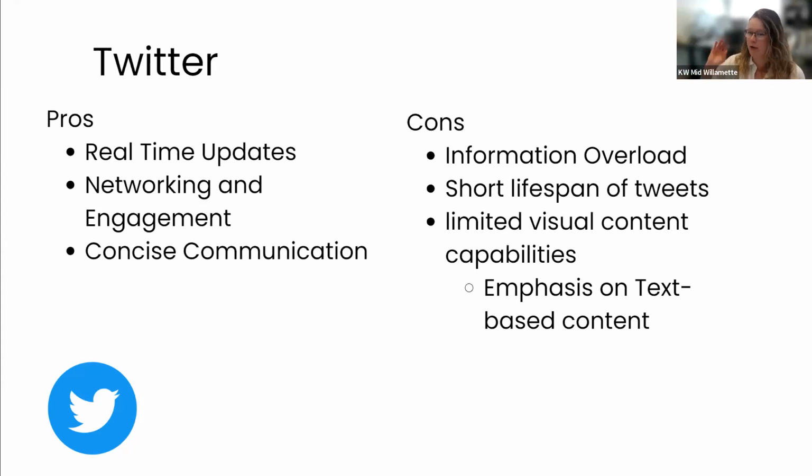So you can easily just put so much information on there, and then the tweet disappears, and then you can do it again. There's just so much cycling through the feed. And that's another con as well, the short lifespan of the tweets. You see it and then it'll disappear because there are so many other tweets that can happen.